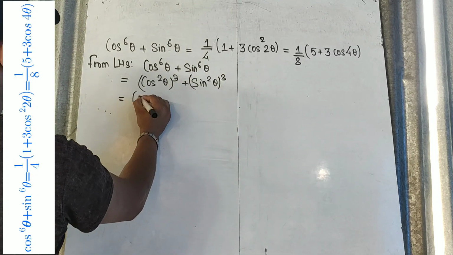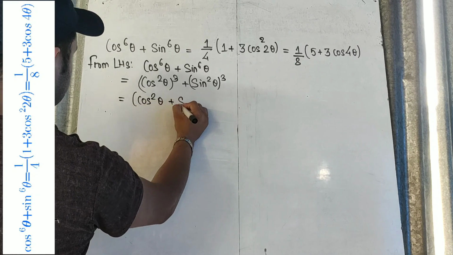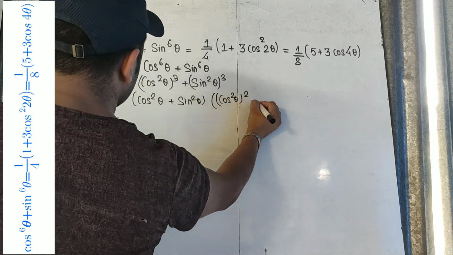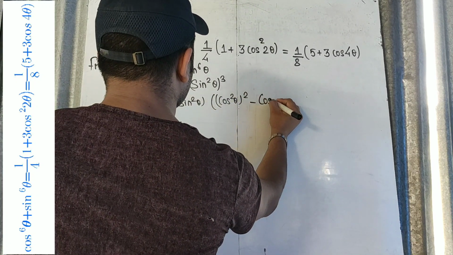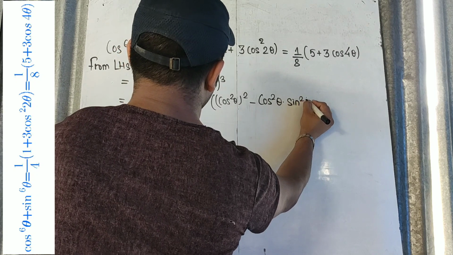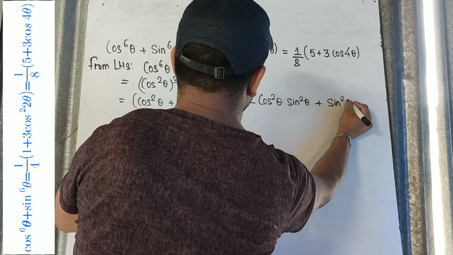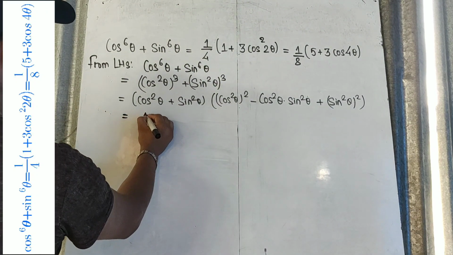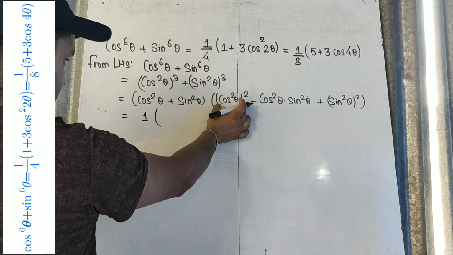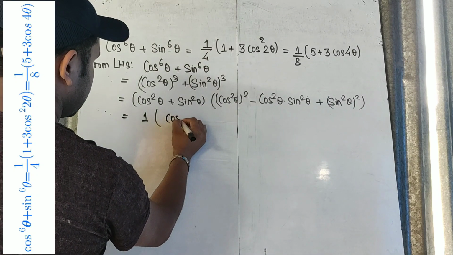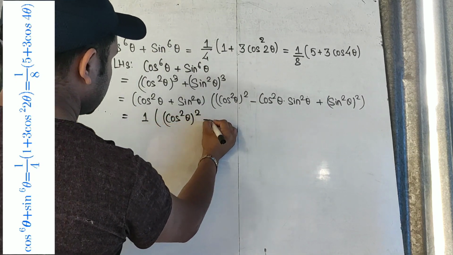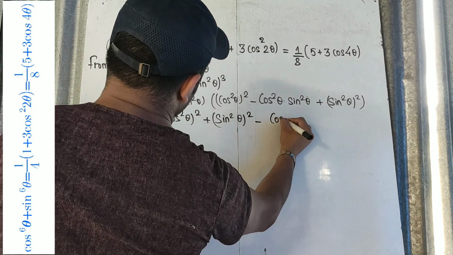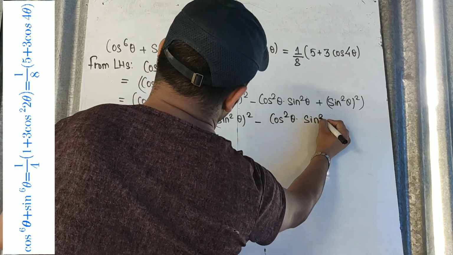Now the formula of a cube plus b cube is a plus b times a square minus a b plus b square. Now we know that cos square theta plus sin square theta is 1. Now I'm grouping this together, this and this, I'm putting these two together. Minus cos square theta sin square theta.